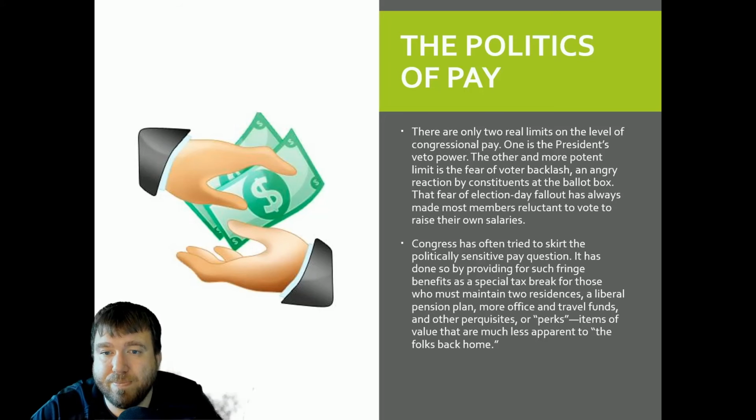The politics of pay. There are only two real limits on the level of congressional pay. One is the president's veto power. The other and more potent limit is the fear of voter backlash, an angry reaction by constituents at the ballot box. That fear of Election Day fallout has always made most members reluctant to vote to raise their own salaries. Congress has often tried to skirt the politically sensitive pay question. It has done so by providing for such fringe benefits as a special tax break for those who must maintain two residences, a liberal pension plan, more office and travel funds, and other perquisites, or perks, items of value that are much less apparent to the folks back home.